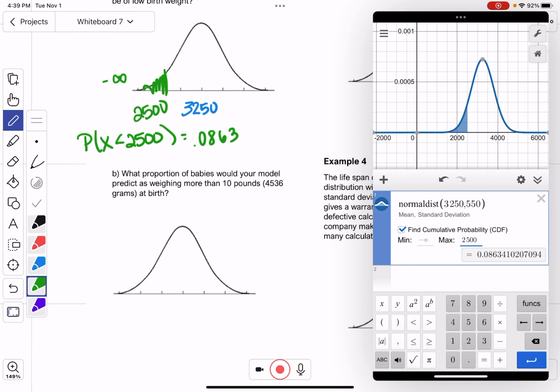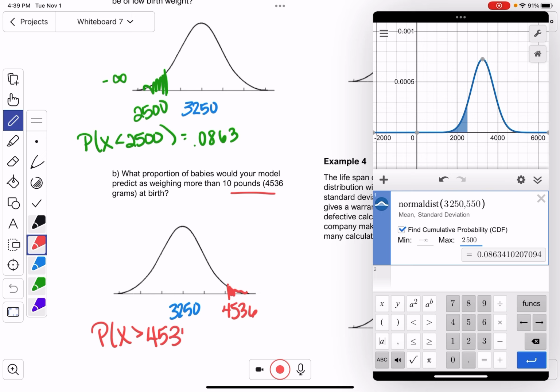The next one says, what proportion of babies would your model predict as weighing more than 10 pounds? All right, and they give you that in grams because that's what you're converting to. So again, here is 3250. More than 10 pounds is 4,536. So look, if you want to be more than, you're here. You want to find the probability that X is greater than 4,536.